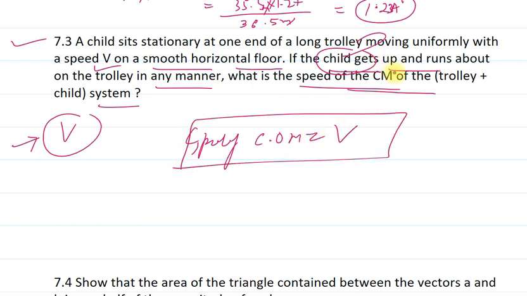Because the child gets up and runs about the trolley in any manner, the forces involved are internal forces. So internal forces are not able to change the velocity of the center of mass in any manner. So the speed of center of mass is simply written as v. There will be no change in the speed of center of mass. If it is v, it still remains v, because the forces involved here are the internal forces.